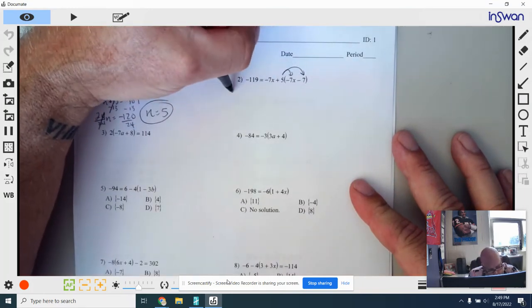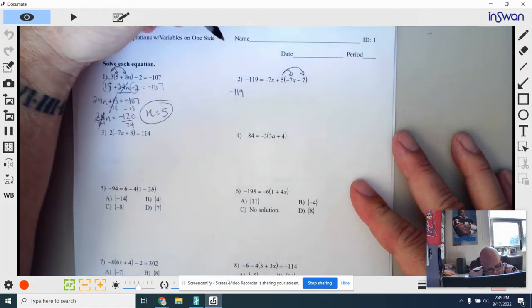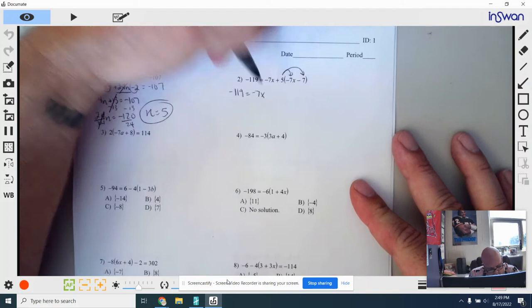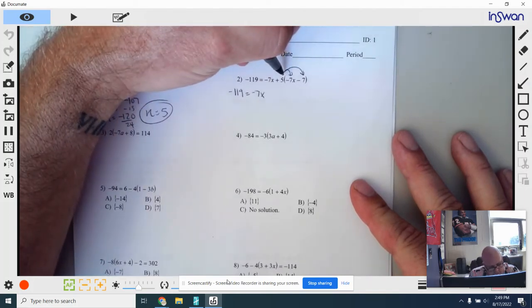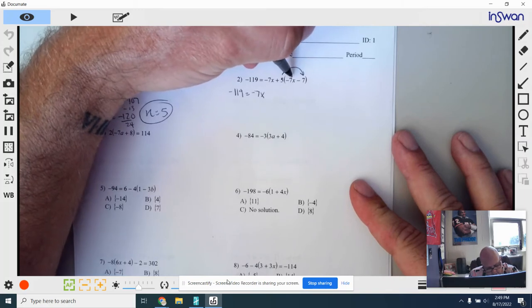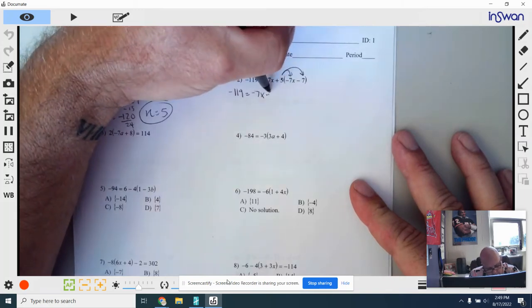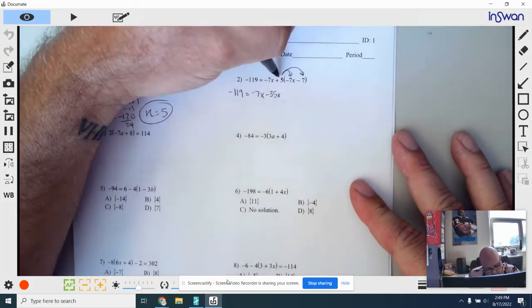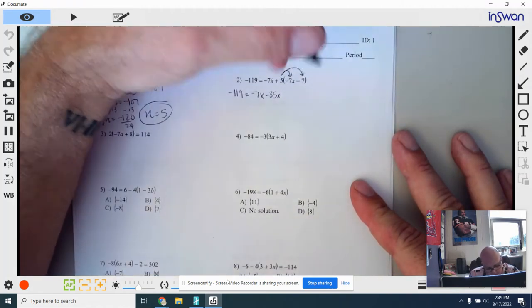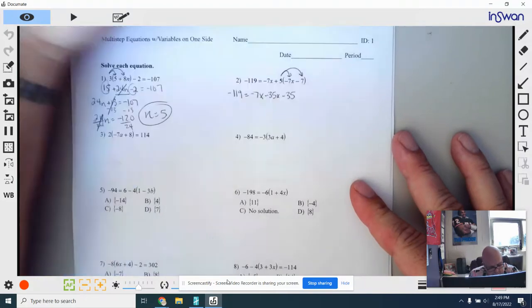Okay, so what I can do at this time, I can bring down that negative 119, bring down the equals, bring down that negative 7x because you're not ready for that yet. But then I distribute the 5 to this negative 7x. So 5 times negative 7 is negative 35, and 5 times negative 7x would be negative 35x. And then a positive 5 times a negative 7 is negative 35.